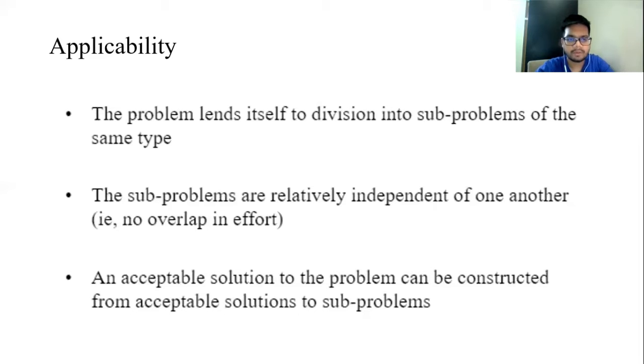The applicability of the divide and conquer technique is as follows. The problem lends itself to division into subproblems of the same type. The subproblems are relatively independent of one another, that is, no overlap in effort. An acceptable solution to the problem can be constructed from acceptable solutions to the subproblems.